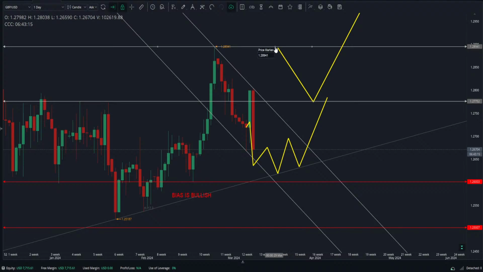1.2775 and 1.2894 are the resistances on the upside. On the downside, we have horizontal support at 1.2600, which I'm not expecting to come, because before that this trend line will come into play and this will be dynamic support. If the price goes here today, then it will be around 1.2603.